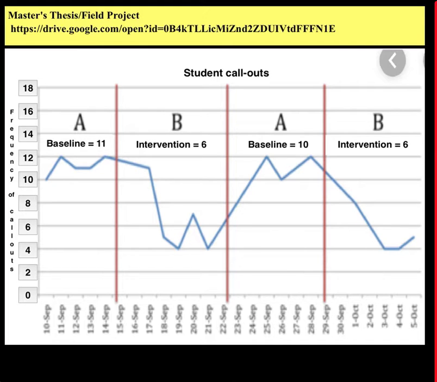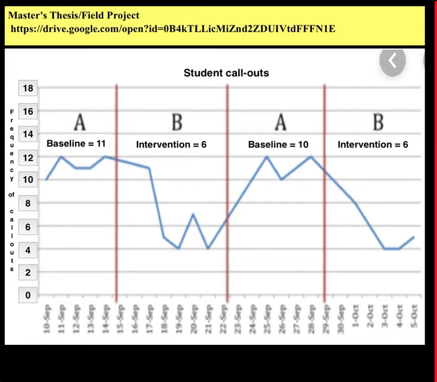So you conclude that the differential reinforcement of incompatible behavior intervention was successful because the student callouts decreased when differential reinforcement was in place, and when it wasn't in place, the callouts increased again. So you have just completed a scientific study.